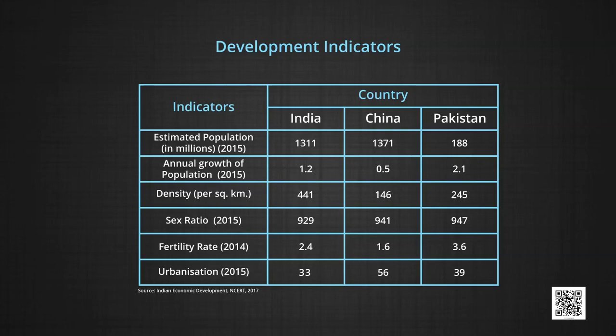China and Pakistan show better signs in urbanization. India is least urbanized at only 33%, and this implies that both China and Pakistan have been successful in their attempt to generate job opportunities outside agriculture. Estimates show the sex ratio in India is 929 females per 1000 males, followed by China, which has 941, and Pakistan, which has 947. These figures portray social backwardness of all three societies, the principal causes being preference for the male child and female feticide.